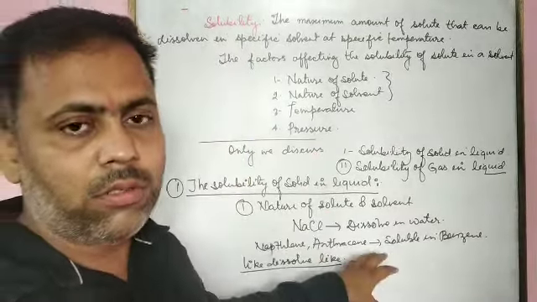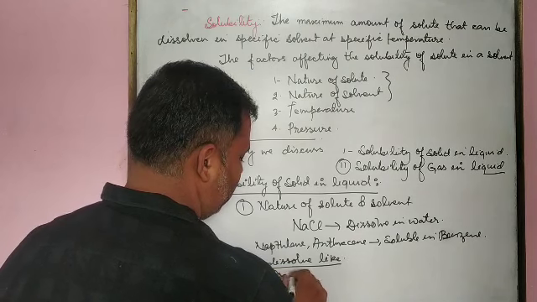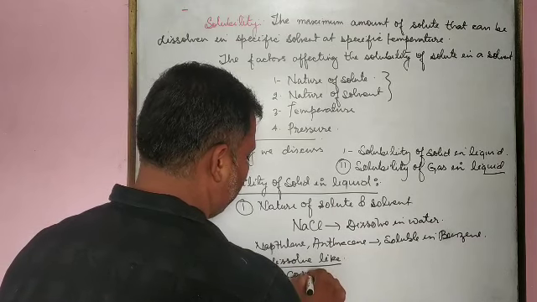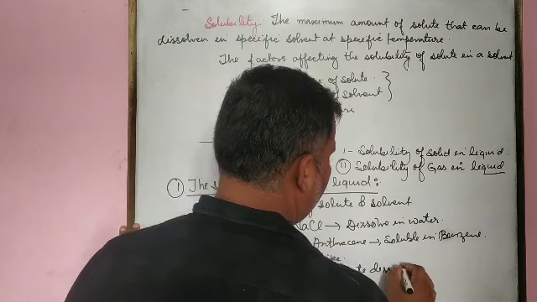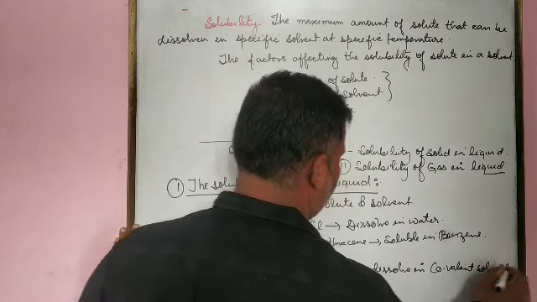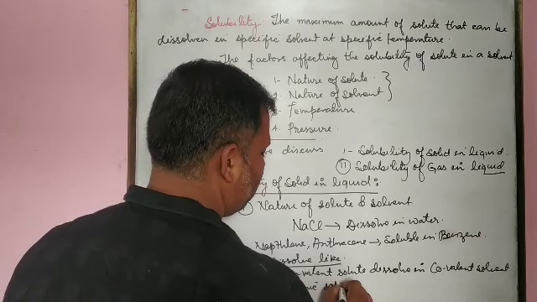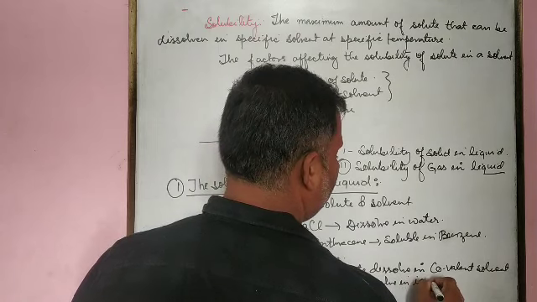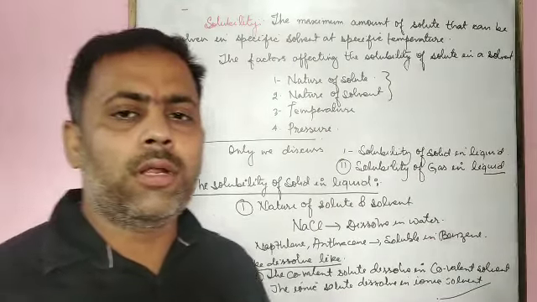By this, we conclude that the organic, or we can say covalent, solute dissolves in covalent solvent, and the ionic solute dissolves in ionic solvent. This is all about the nature of the solute and the solvent.